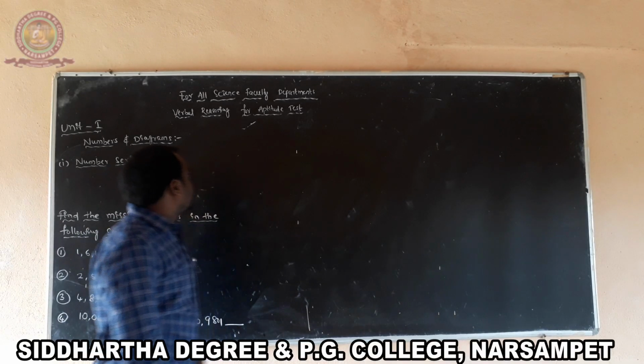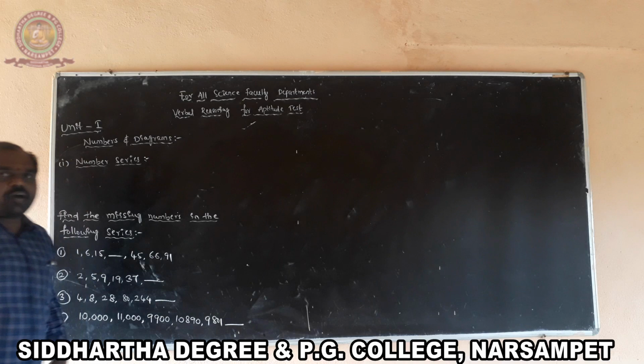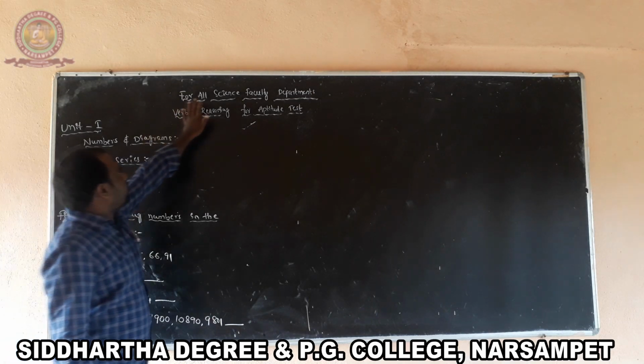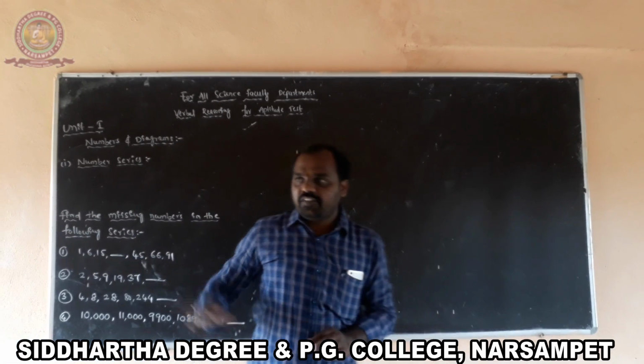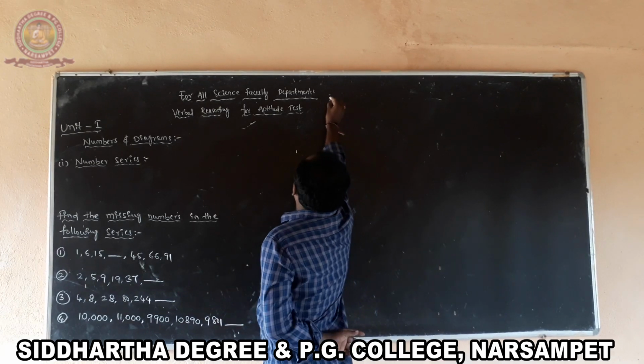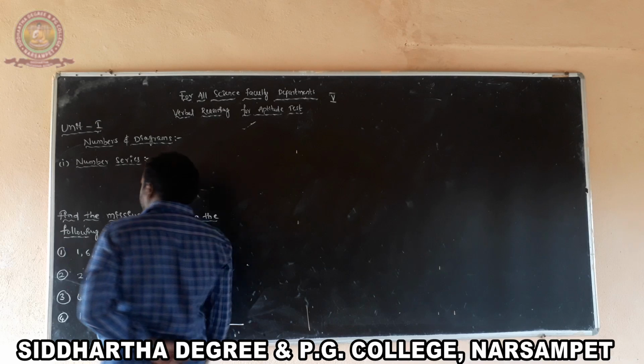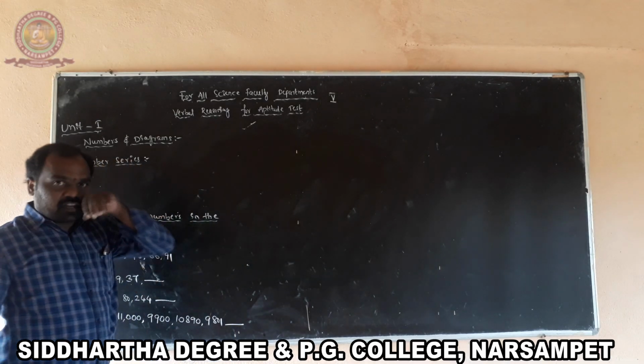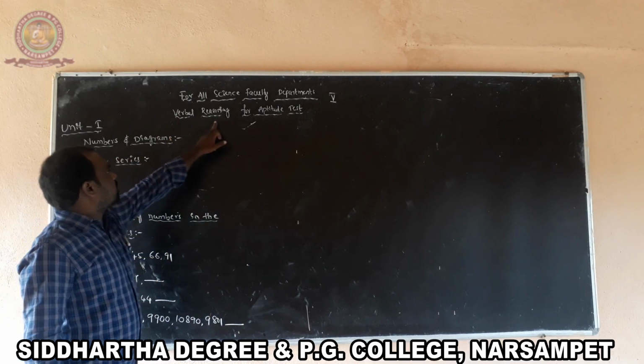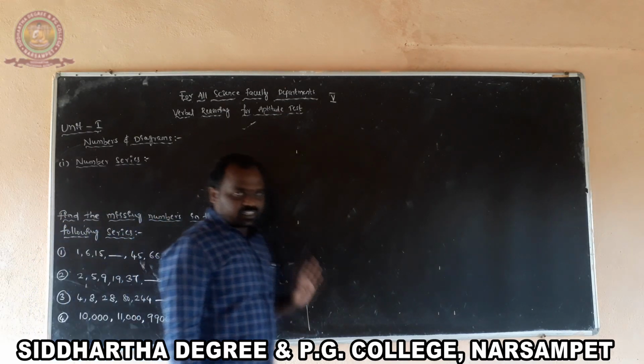Good morning students. Today we are discussing the question paper for all science faculty departments in the 5th semester. This is the 5th semester paper for all science students. The title of this paper is Verbal Reasoning for Aptitude Test.